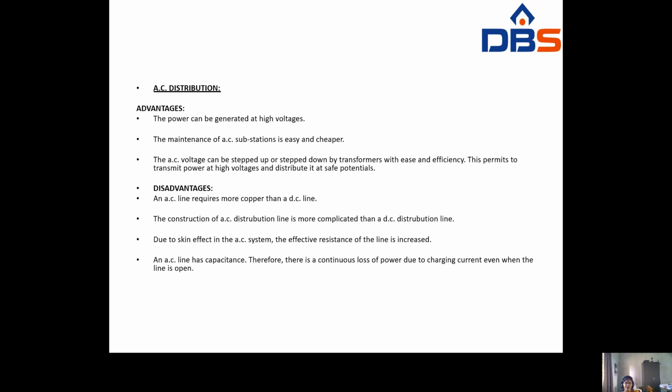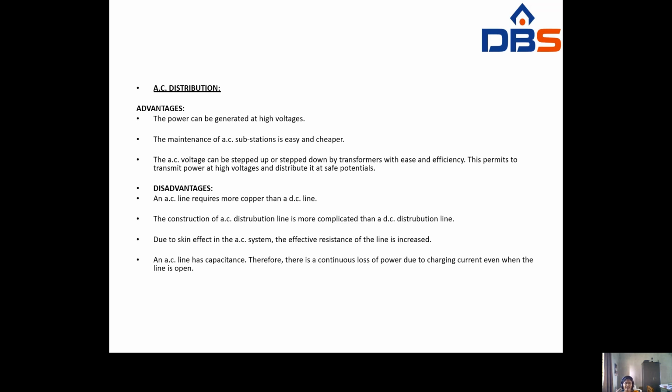So these are the advantages of AC distribution. What are the advantages of AC distribution? The power can be generated at high voltages. The maintenance of AC substation is easy and cheaper. The AC voltages can be stepped up or stepped down by transformers with ease and efficiency, and as well as this permits to transmit the power at high voltages and distribute it at safe potential.